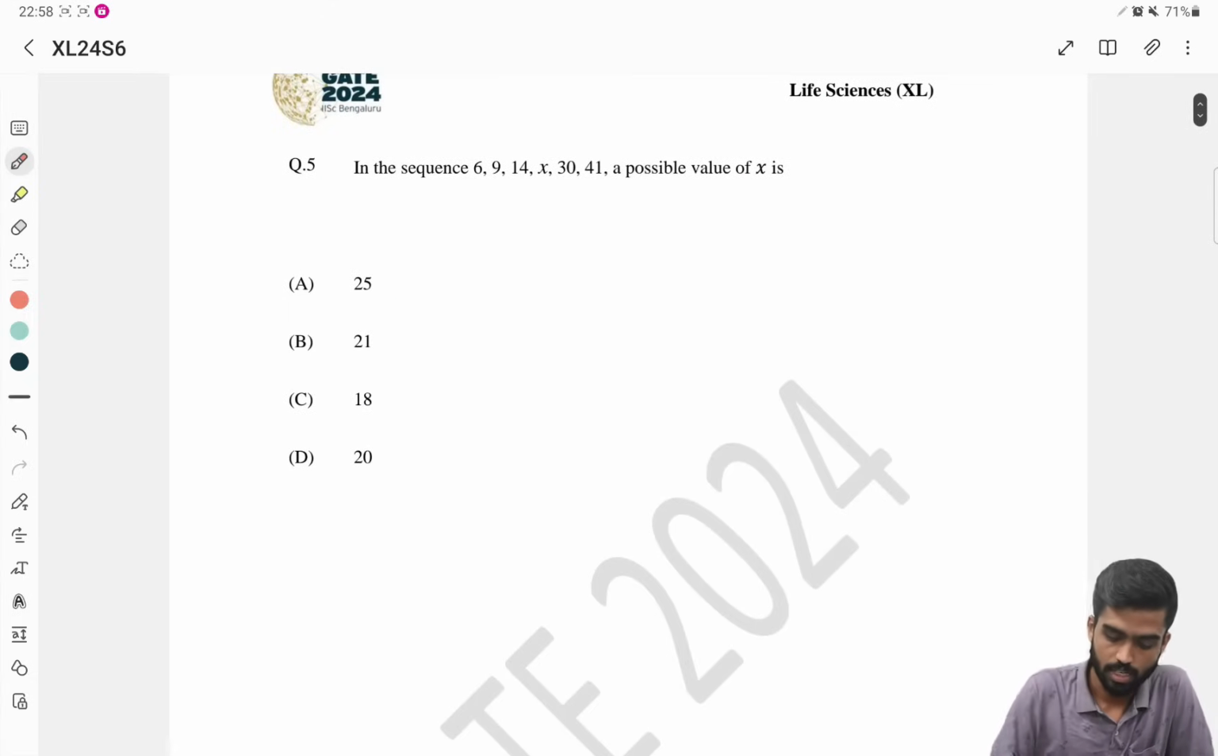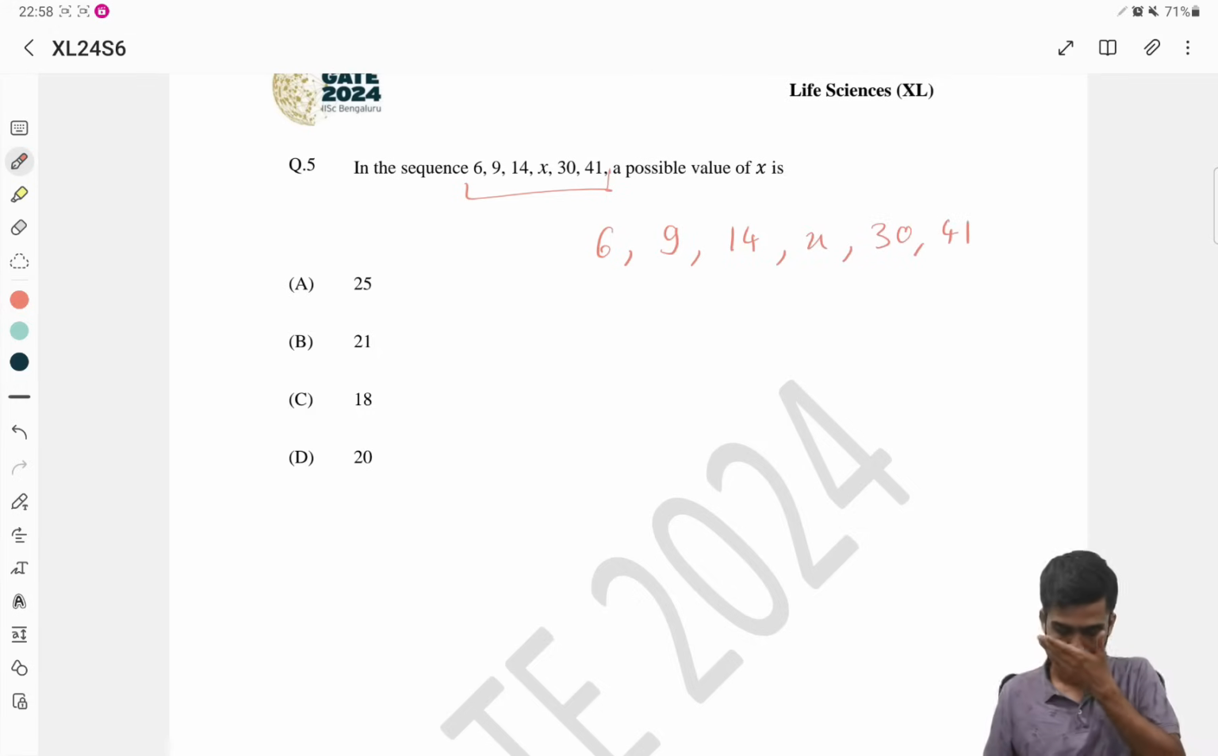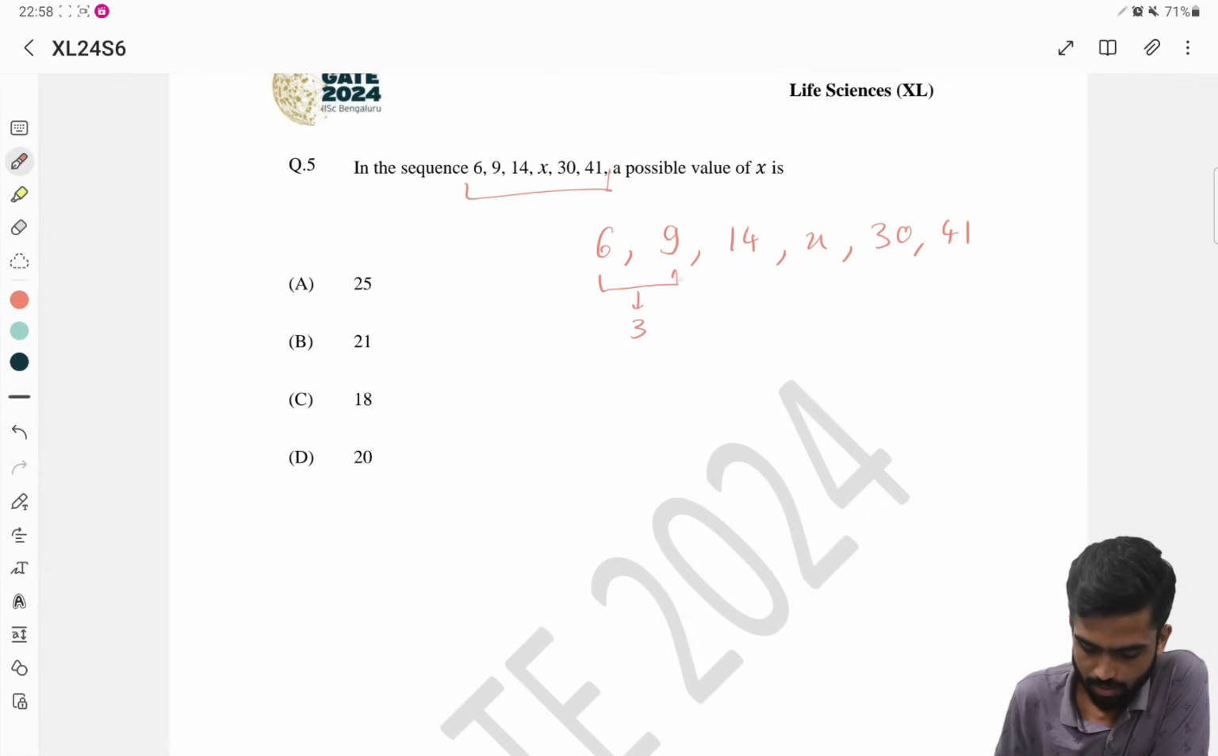In this particular sequence, what is the possible value of x? This is also a very favorite question of all the general aptitude parts of any examination. The series questions, we have to just see them many times. So what is given is 6, 9, 14, x, 30, 41. So we see what is the relation between the first and the second term. Out of many things that you can think about, what I think about is that if we take differences, 9 minus 6 is 3. 14 minus 9 will give us 5.